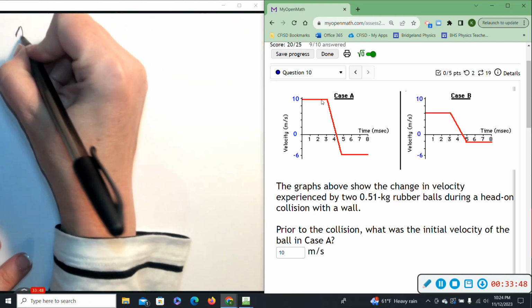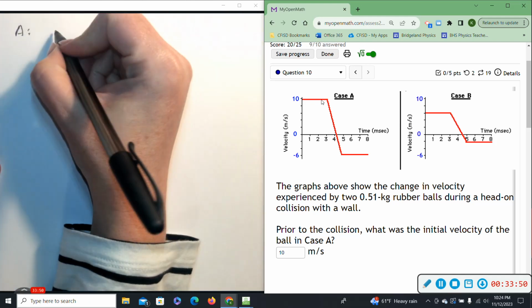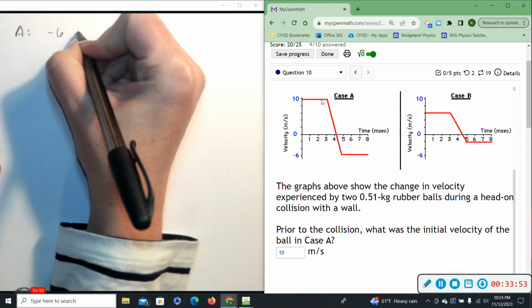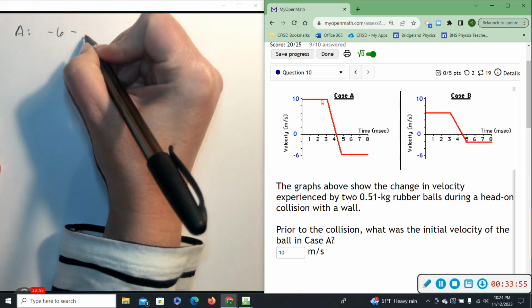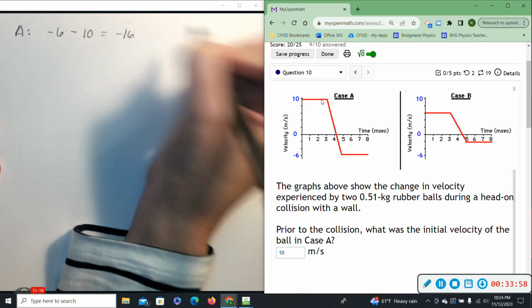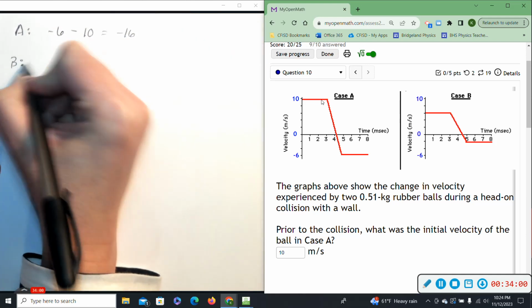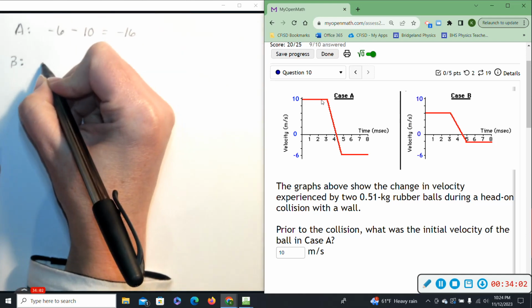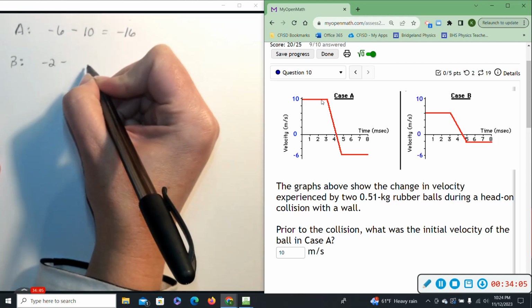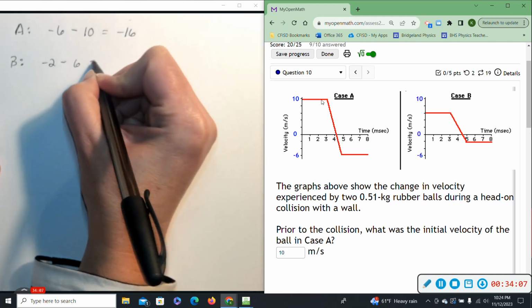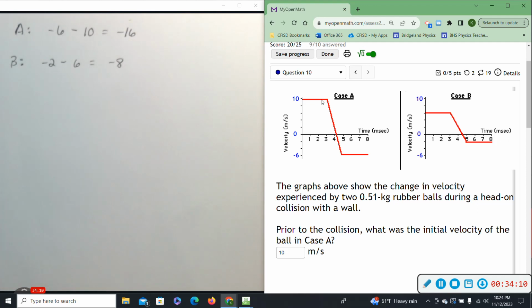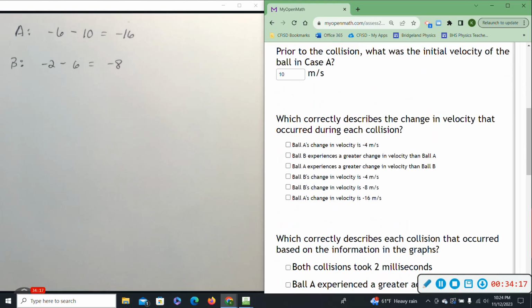All right, so for case A, we have a final velocity of negative 6 minus our initial velocity, that's 10, that's a change of negative 16. In case B, we have a final velocity of negative 2 minus our initial velocity, which was 6, and that's a change of negative 8. Again, if you want to find change in velocity, it's final velocity minus initial velocity, and you're getting those numbers from the graph.